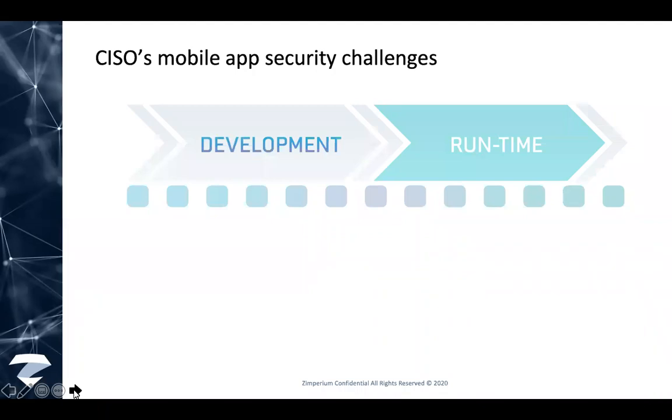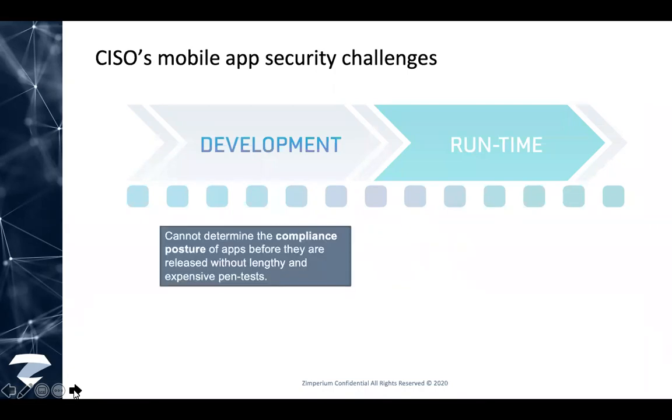If you're a CISO, AppSec team, et cetera, we spend a lot of time with these people and a lot of time with folks like yourself. Here are the challenges that the CISOs have told us about. On the development side of the world, they don't have any ability to know the actual compliance or risk posture of the apps before they're released, unless they have an expensive, lengthy pen test, which usually has to be done after development, because development's not going to wait for these lengthy pen tests. So it's a little bit after the fact.